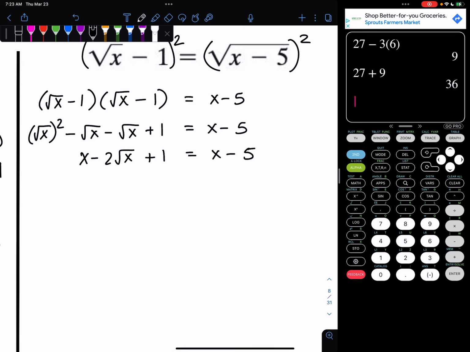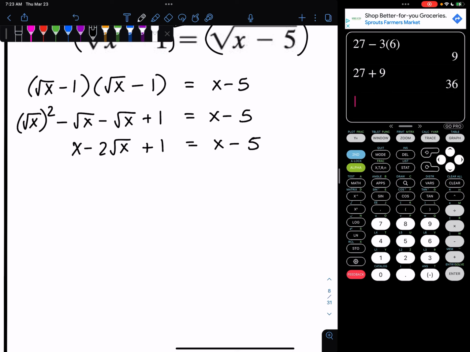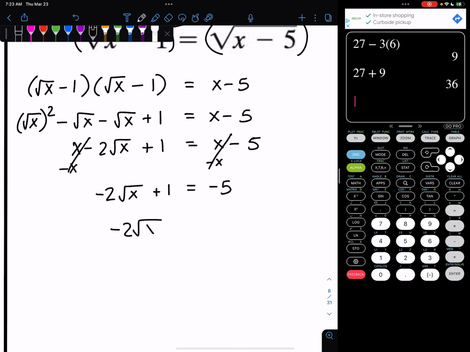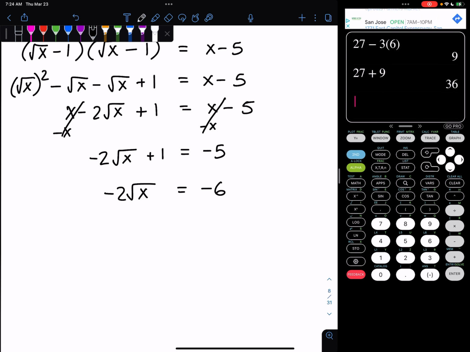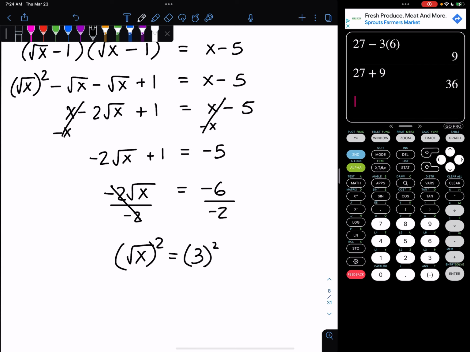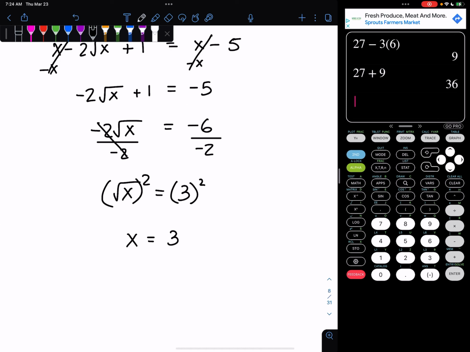Okay, I want to move everything to one side. I'll notice that once I start moving this x, look what happens. It completely cancels from both. It just goes away. So I really have negative 2 root x plus 1 is equal to negative 5. So I'm going to move over that positive 1 to the other side. And what's going to happen is now I can divide by negative 2. Always divide first if you can. So square root x is equal to 3. Now I get to square both sides to undo the square root. X is equal to 3.